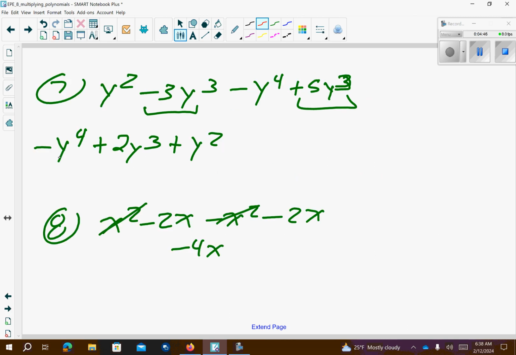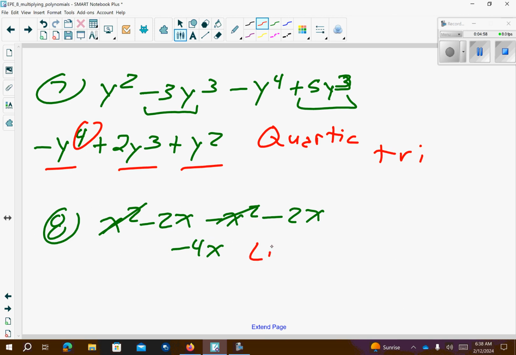Number 7 is a quartic because it's raised to the fourth. There's 3 terms, so that's a trinomial. And then last one, it's called linear because this was raised to the first power. There's only one term, so it's a monomial.